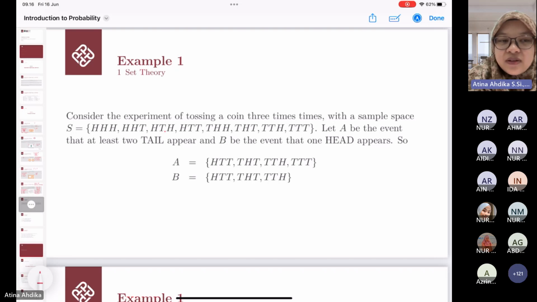Then let A be the event that at least 2 tails appear. So we have the elements of A here: HTT, THT, TTH, TTT. And then we have B, that is the event that 1 head appears. So we have the elements of B here: HTT, THT, TTH. So my first question is, what is the union between A and B?